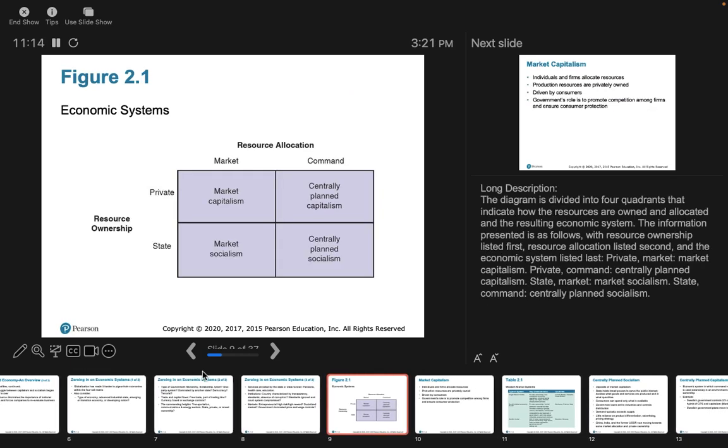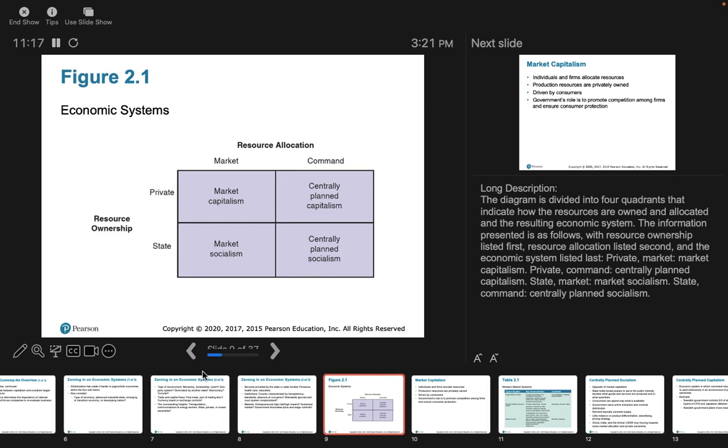Now we're going to look at the economic system. Okay, first we have the market capitalism, we have the market socialism, we have the centrally planned capitalism, and we have the planned socialism. This is divided into four quadrants, and it indicates how resources are owned and allocated in an economic system. It's very, very important. It's actually about resource ownership, who owns and how it is allocated.